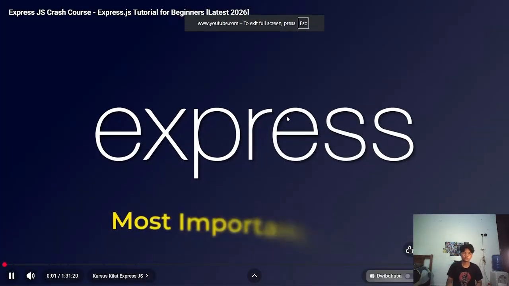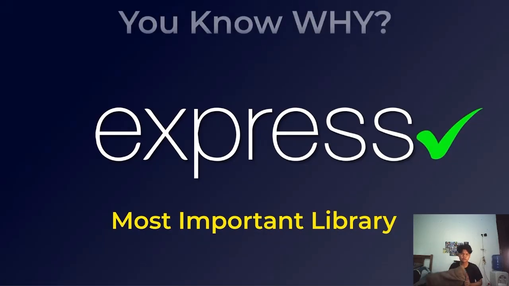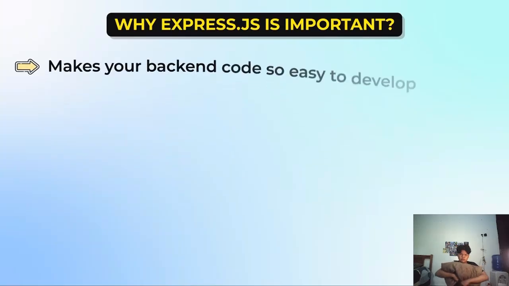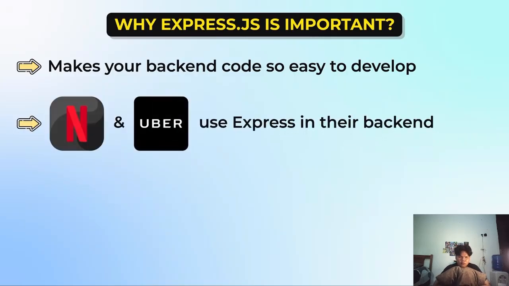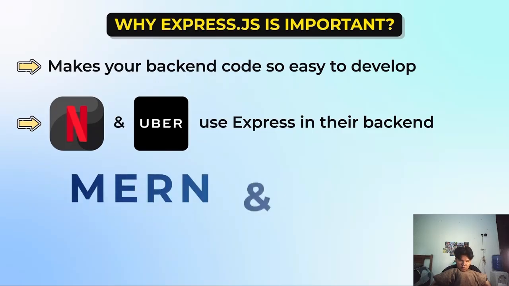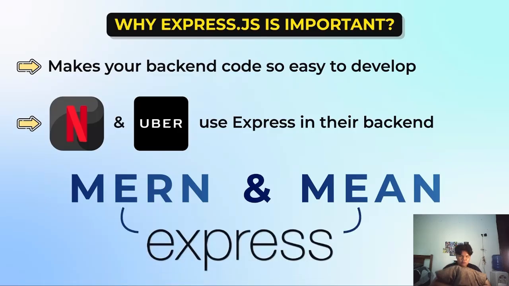Express is one of the most important libraries for backend development in Node.js. You know why? Because it makes your backend code so easy to develop. Also, many big companies like Netflix and Uber use Express in their backend. And another big reason is it is a part of the MERN stack. This E represents Express.js.